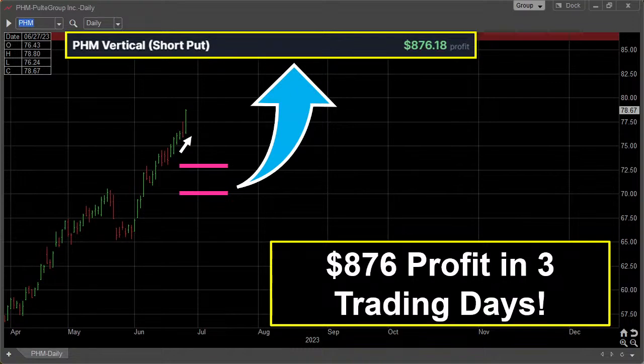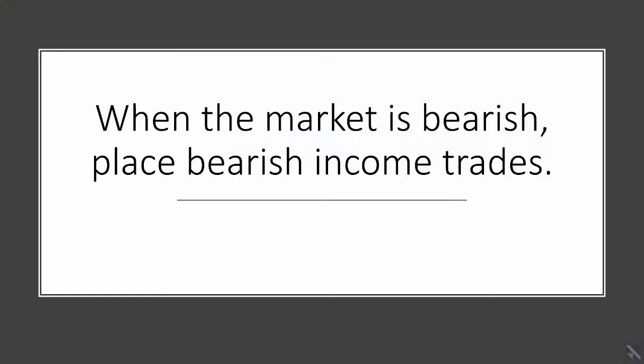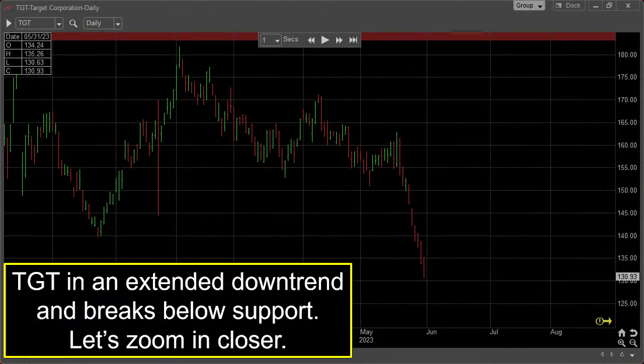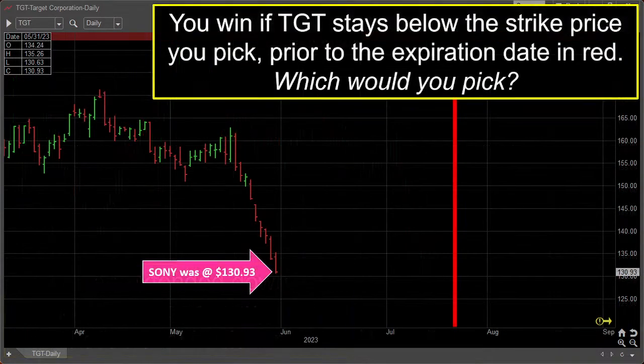Okay? Now, if the market becomes bearish, we place bearish trades. Target is a great example of this. I placed this trade in June. Overall market was bearish at the time. Target got slammed this year for a lot of different reasons. Let's zoom in a little bit closer. Now, we're going to win if Target stays below a certain strike price.